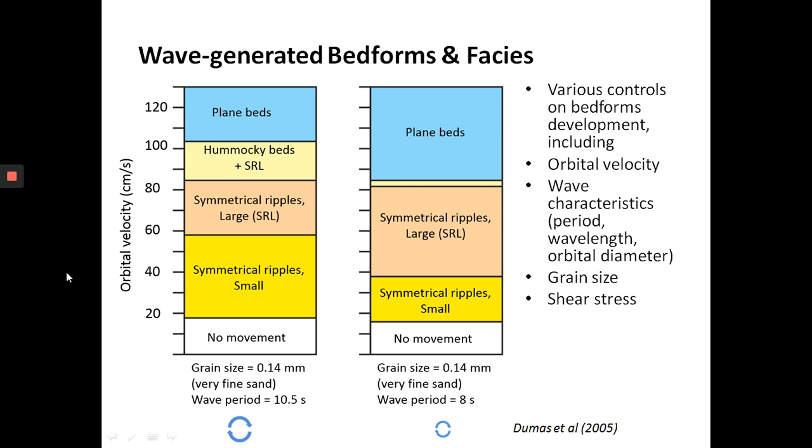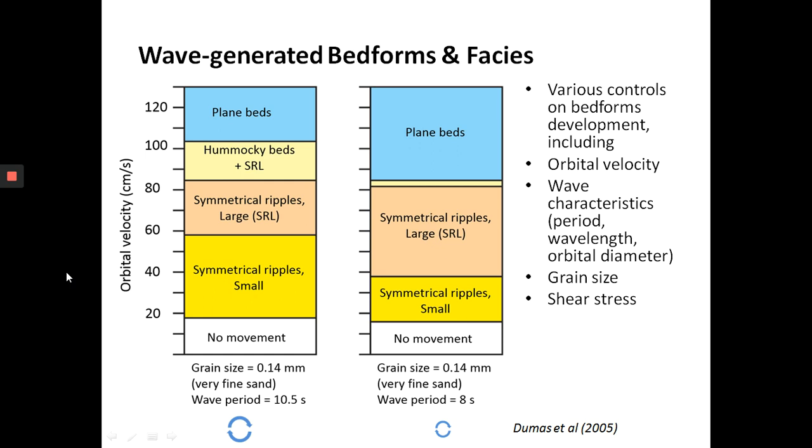Now, just as in alluvial processes, the interaction between sediment and waves can also produce bedforms, right? These are three-dimensional topographies on a bed surface that emerge because of the interaction between water movement and sediment. And I've introduced you to the concept of a bedform stability diagram when looking at alluvial facies, right? So you get different kinds of bedforms developing at different velocities.